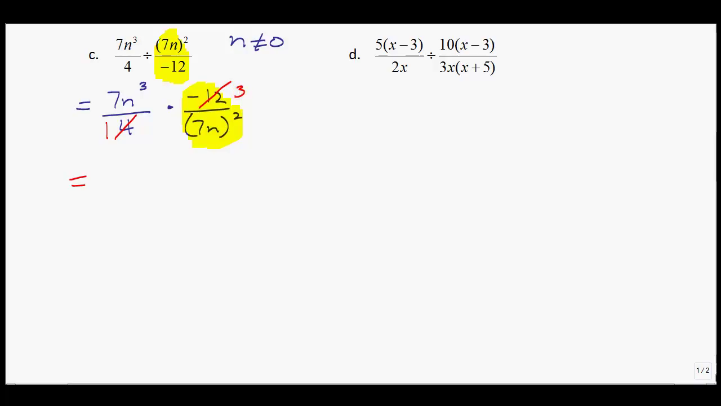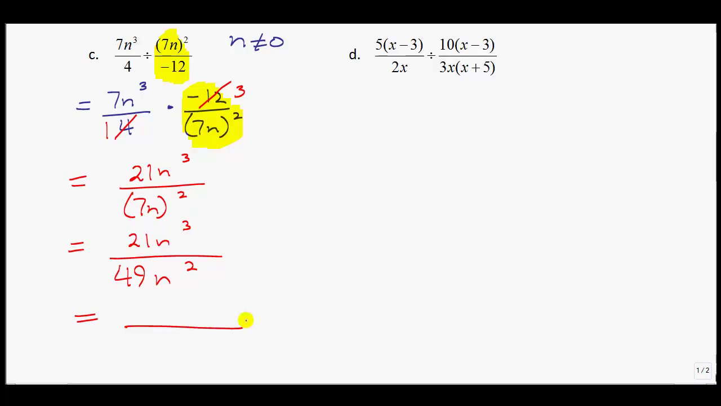Now, my choice is to multiply all the numerators together. This gives me 21n to the power of 3, all divided by that 7n, all squared. And what I'm going to choose to do is take that 7n squared and square everything. That gives me 49n squared. Now you'll notice that yes, you can simplify the n's. The n's are just going to leave you with an n in the numerator.